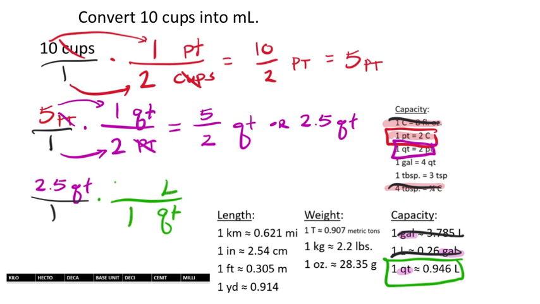1 quart, it says, is the same as 946 thousandths of a liter. So that's what we have. And the quarts will then cancel away, which will leave me with liters. But I've got to use my calculator for this multiplication: 2.5 times 0.946, or 946 thousandths. And it says that it's 2 and 365 thousandths of a liter.